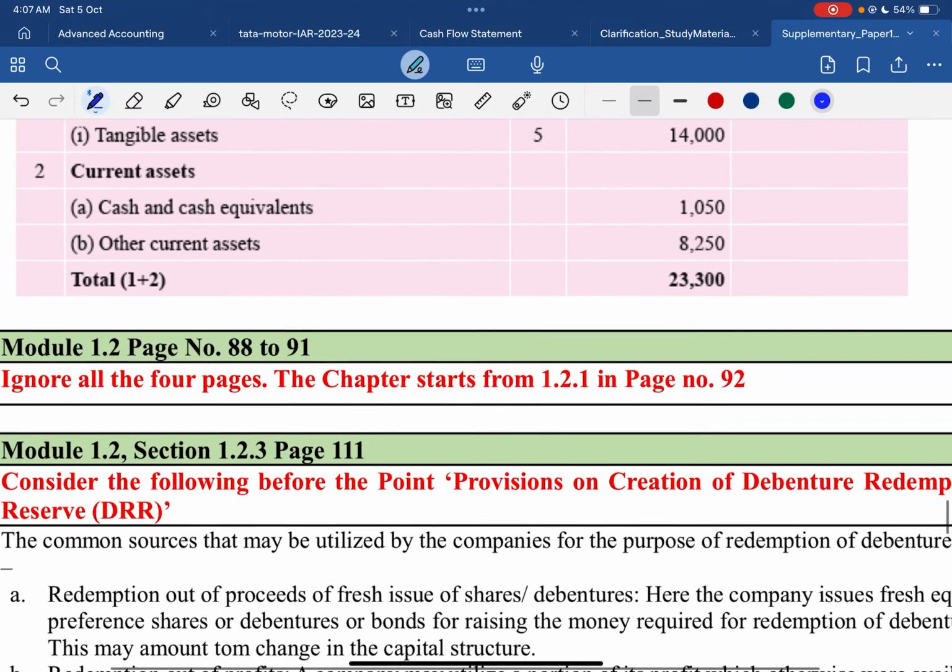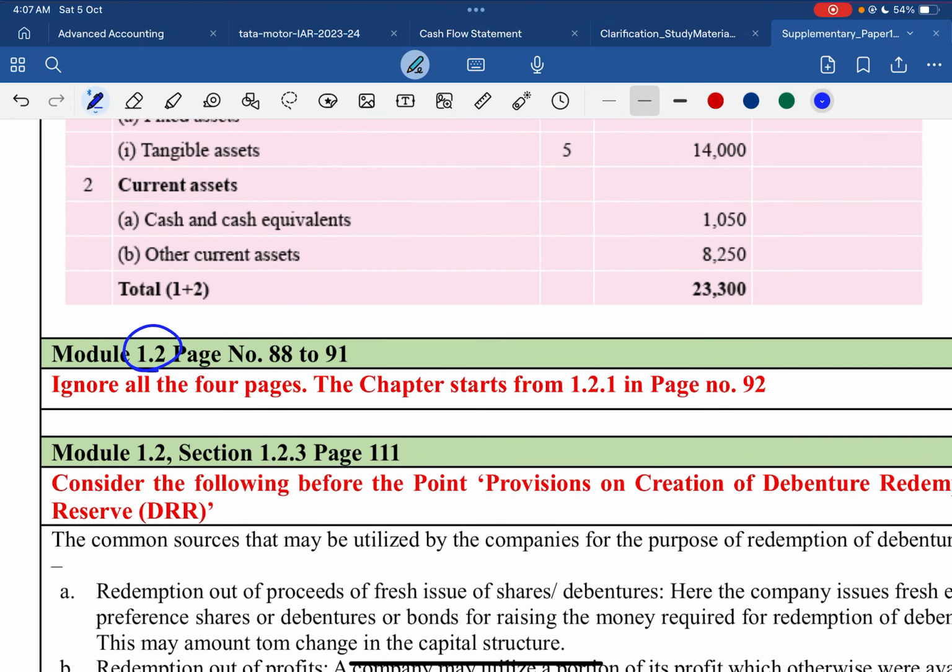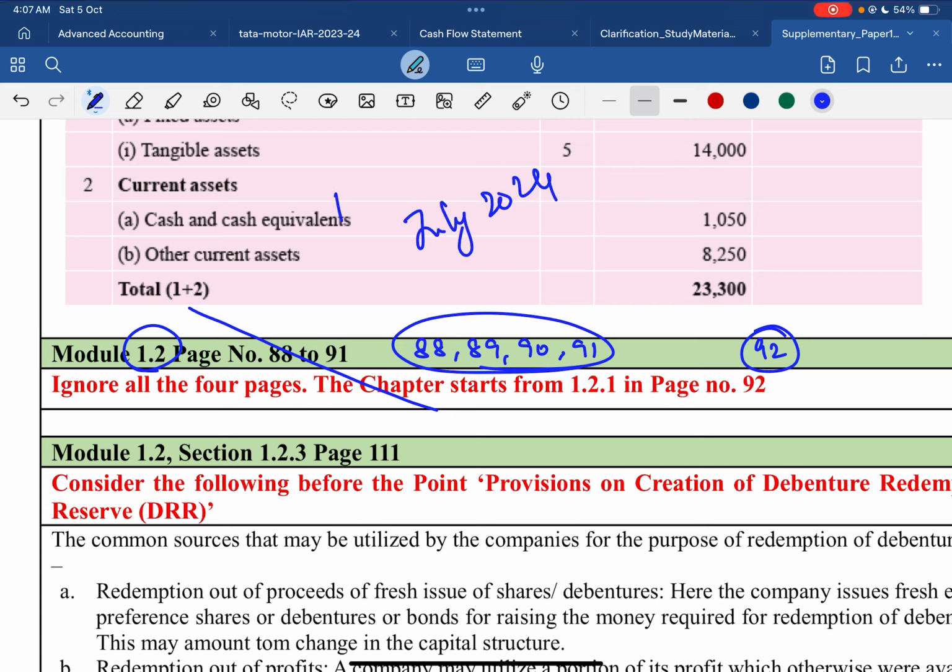Then whatever there is in module number 1.2 from page number 88, 89, 90 and 91, those 4 pages, strike this off. Strike this off. The chapter starts from 92. You are going to see this in the July 2024 revised edition material, or before that also. If you have that, kindly do this.